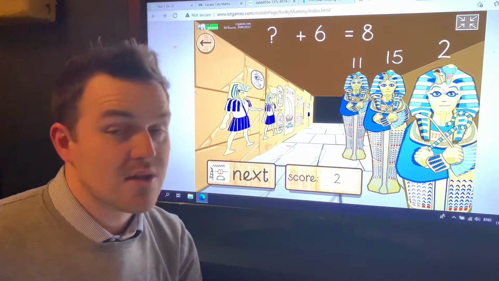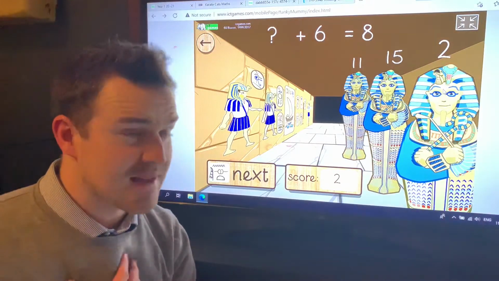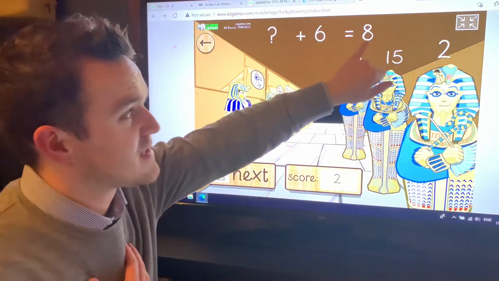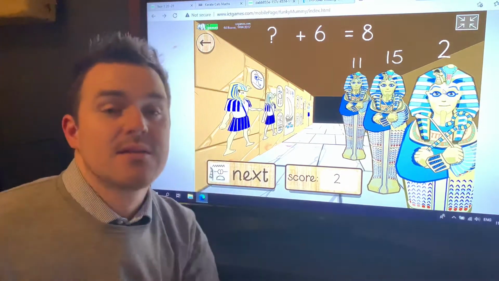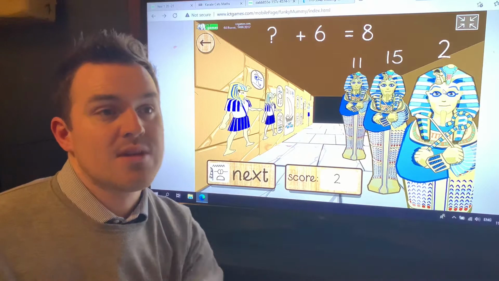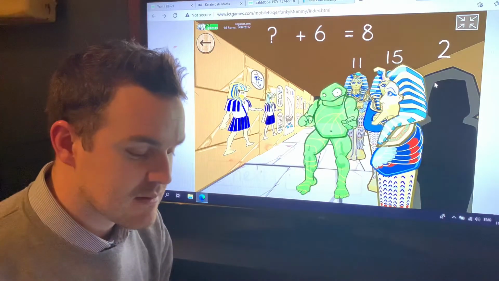Okay, do a couple more. Something plus 6 equals 8. So I know I've got 6 because it's on this side, and I want to get to 8. So I can work this out by counting on again. 6 in my head. Count on. What's one more? 7, 8. I had to add on 2 more to get to 8.